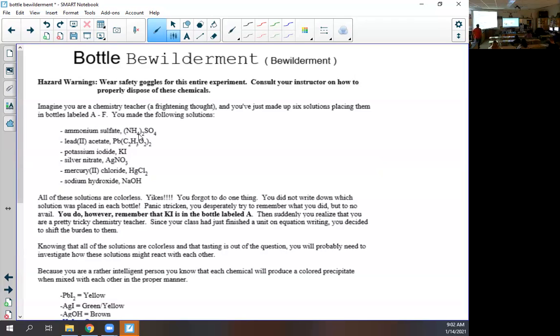We are chemistry teachers. You just made up 6 solutions, placing them in bottles labeled A through F. Those are right here by these ladies. There's bottles A through F right there, correct? All right, good answer. Okay, you made the following solutions. All right, this is important. These things are the reactants.